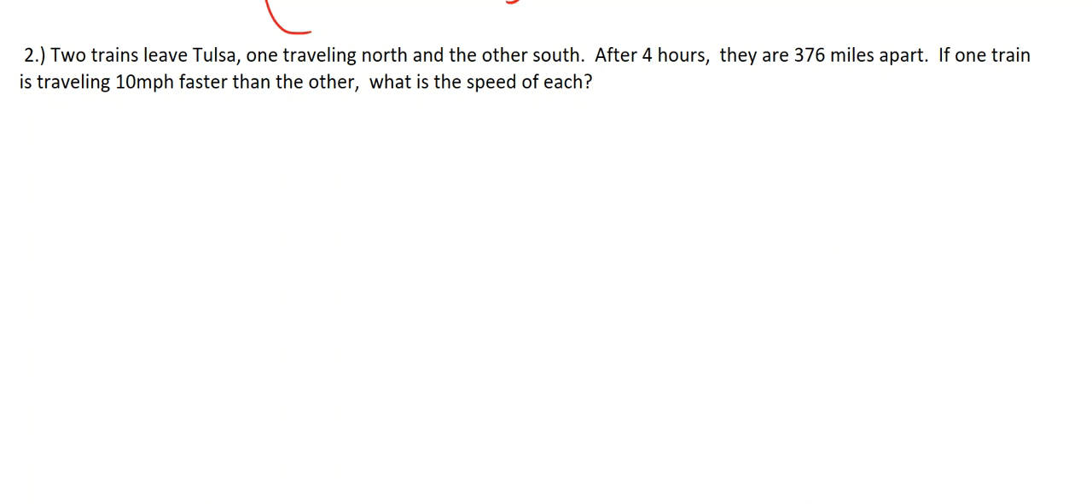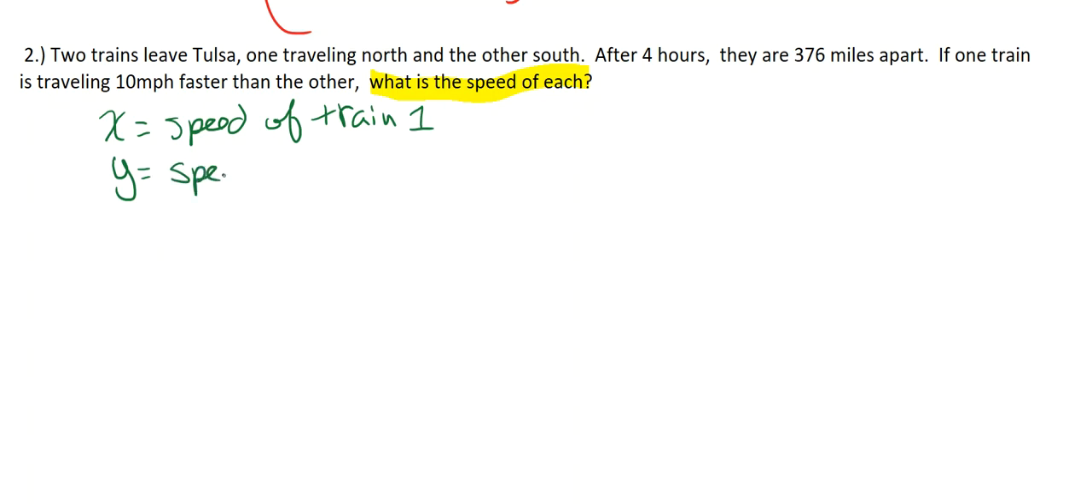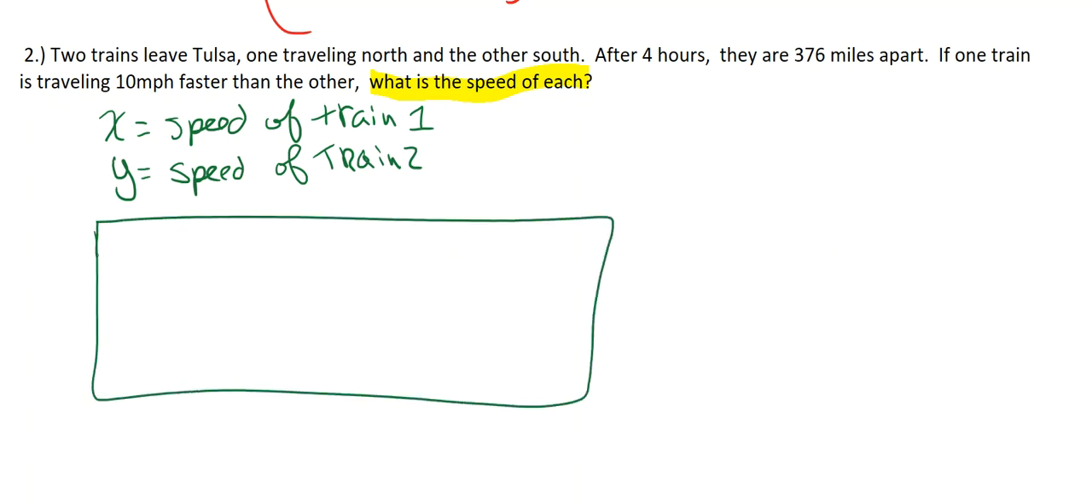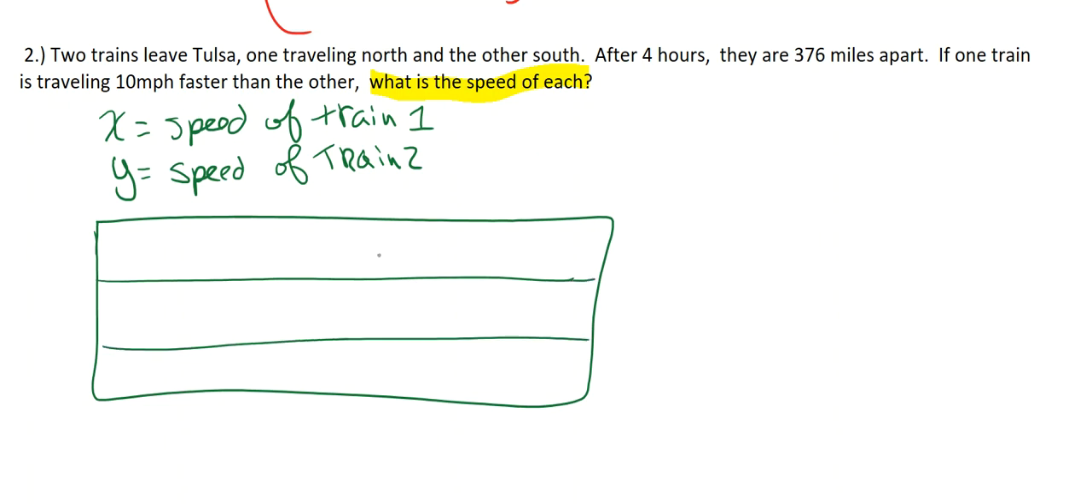So the question's asking what is the speed of each. That kind of helps us set up what we're finding. So x is the speed of train 1 and y is the speed of train 2. And what I'm going to do is, this one's a little bit quicker of a setup, use those boxes that we talked about yesterday in class. So I'm comparing train 1 with train 2.